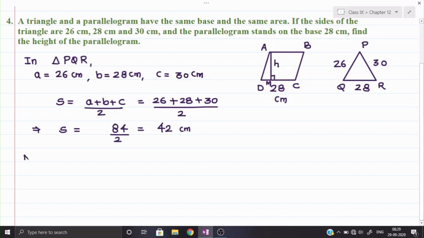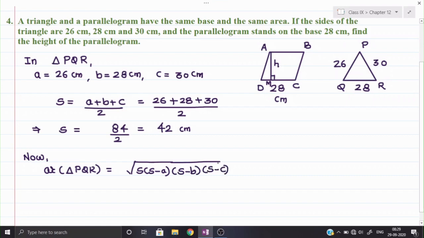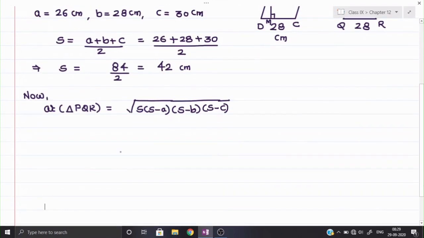Now we shall find out the area of triangle PQR. So here we'll write down area of triangle PQR is equal to under root of, the formula, you know it. We shall apply Heron's formula here. So S into S minus A into S minus B into S minus C. Okay, now further if we apply this rule, we shall put in the values of all the sides.